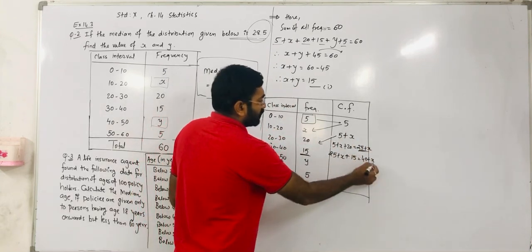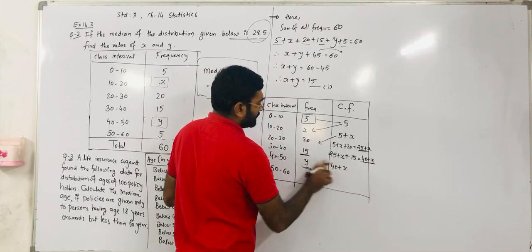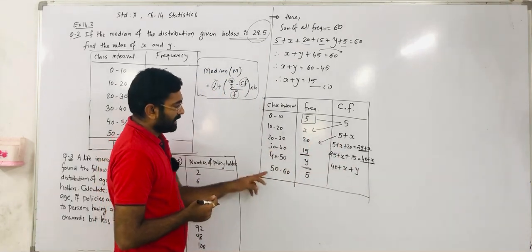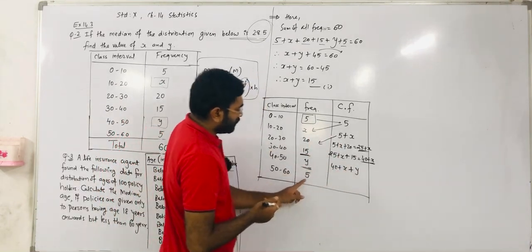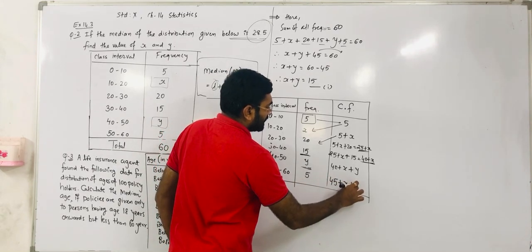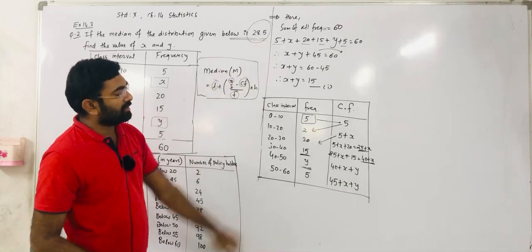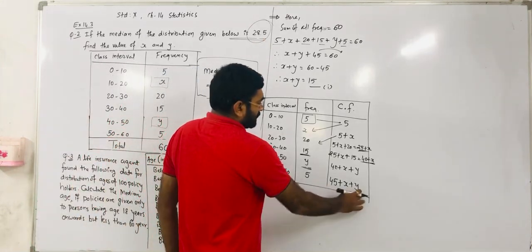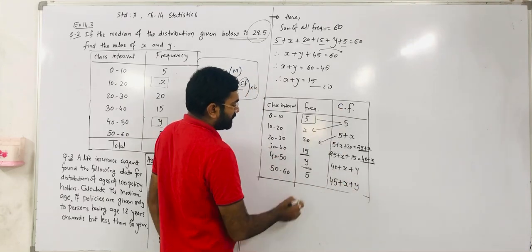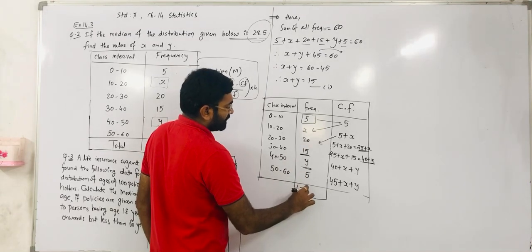In the same way, we add that class frequency to 40 plus x, so 40 plus x plus y. This is that class cumulative frequency. And to that 40 plus x plus y we add the 5. So we get 45 plus x plus y. You can also get that equation from here. The last cumulative frequency is 45 plus x plus y, and if you add all the frequencies, you also get 45 plus x plus y.